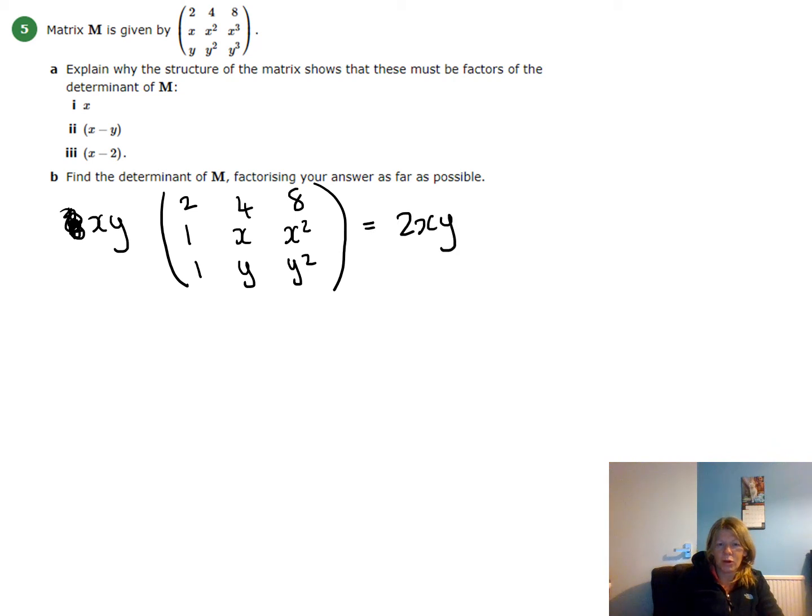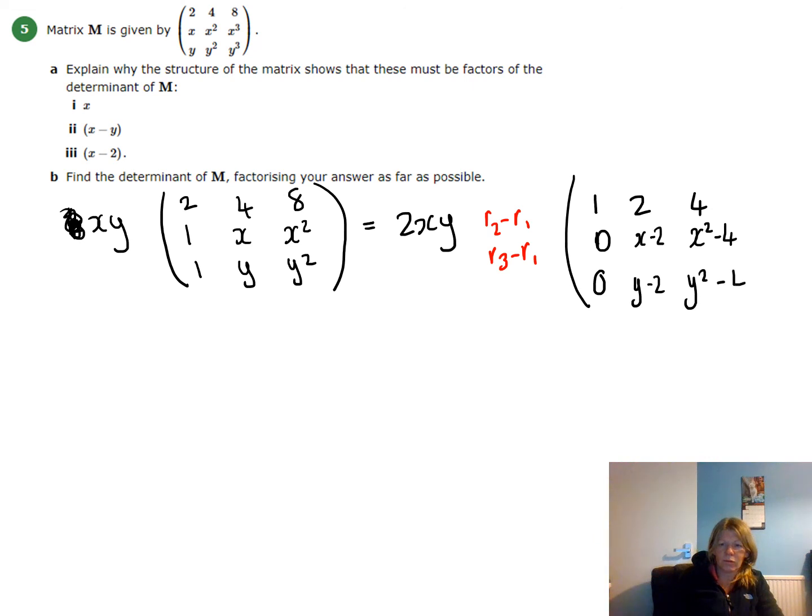And then I'm going to do colour. I'm also going to do here row 2 take row 1, and I think I'll do the same thing the bottom one there, row 3 take row 1 as well. Right, so pull out the 2, I get 1, 2, 4, and here I've got 1 take 1, which is 0, x take 2, and x squared take 4. Here I've got 0, I've got y take 2, y squared take 4.